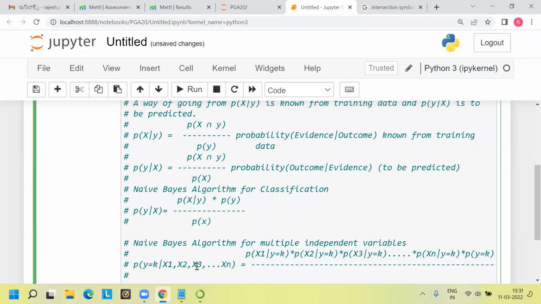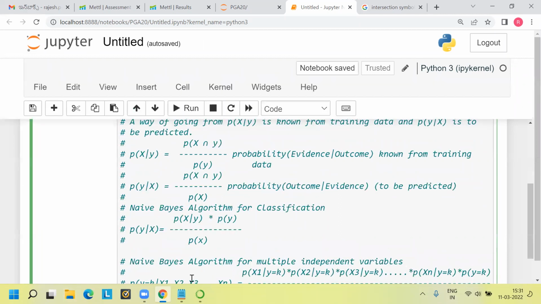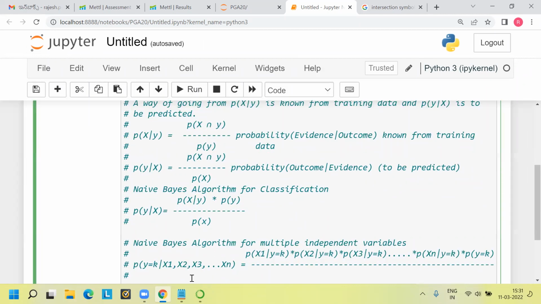Similarly, what will be the denominators? The multiplication of all x's, right? Denominator of x is probability of x. X is your independent variable. In this case, there is only one single independent variable. But here we have how many? Probability of x1 into probability of x2 into probability of x3 till probability of xn. Because we have multiple independent variables, I am just expanding this formula, fitting it on multiple independent variables. Otherwise, everything is same.